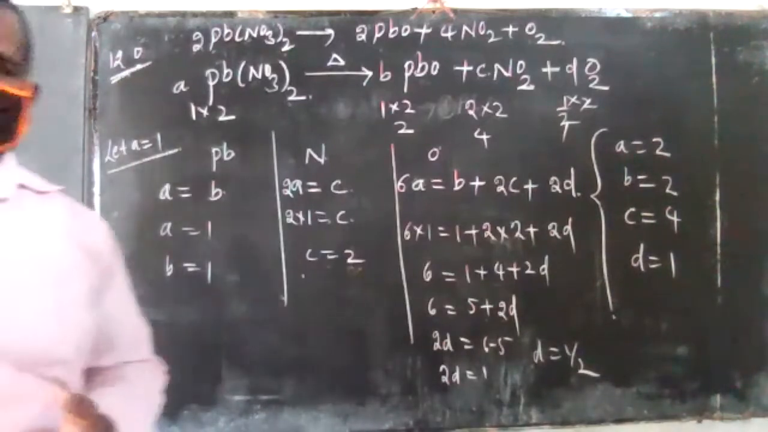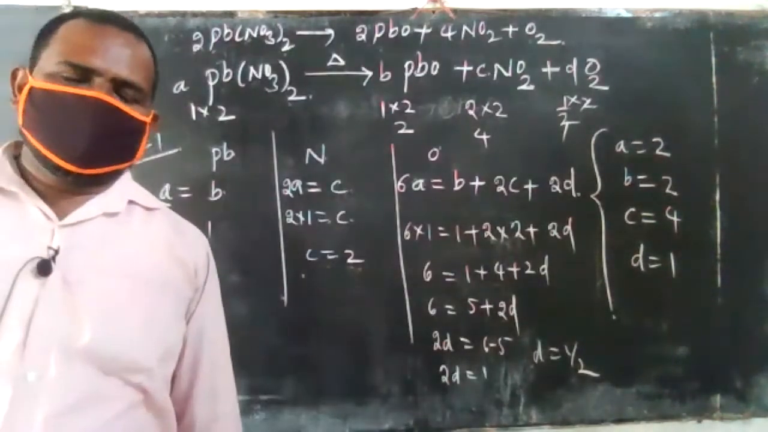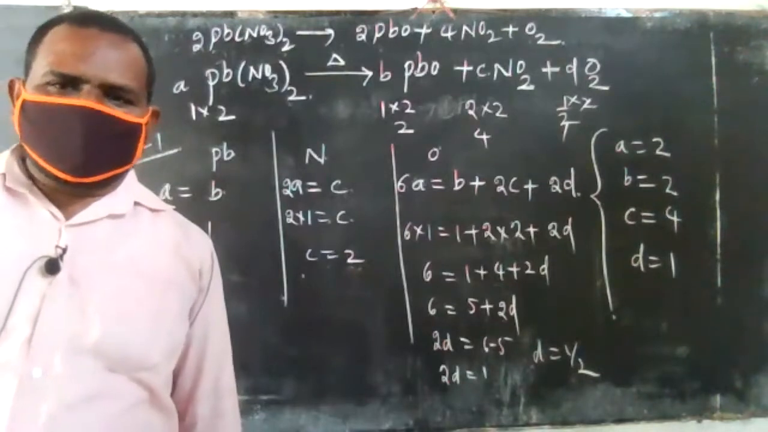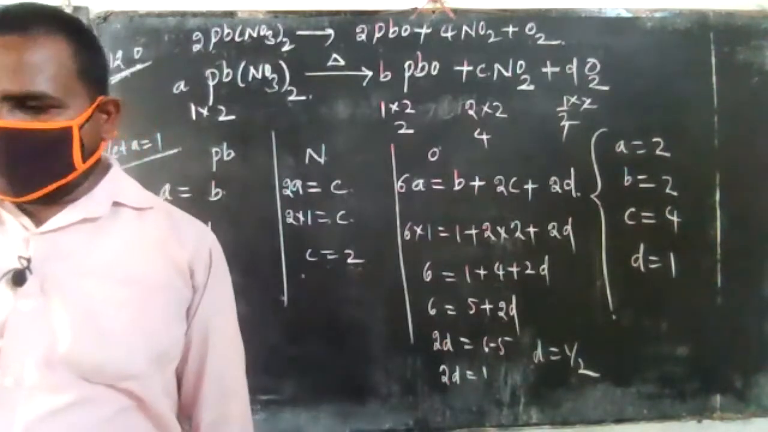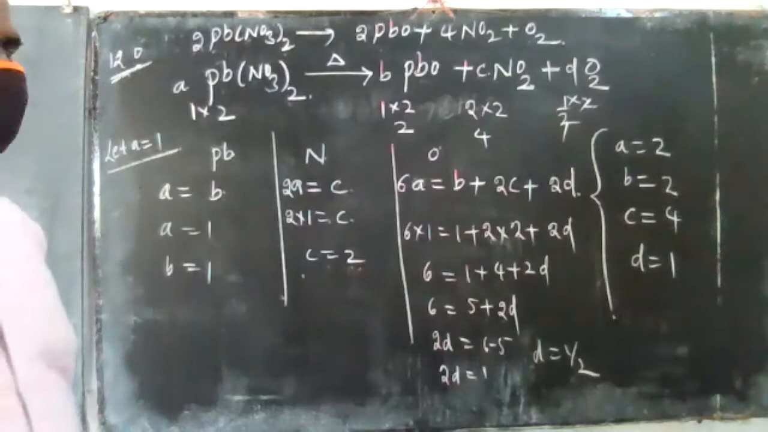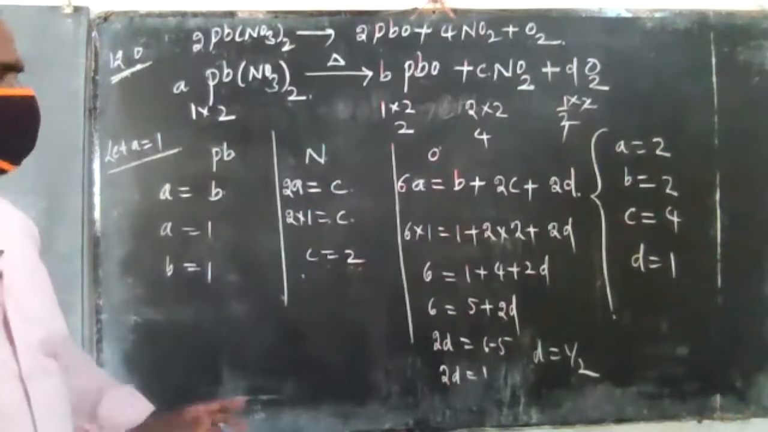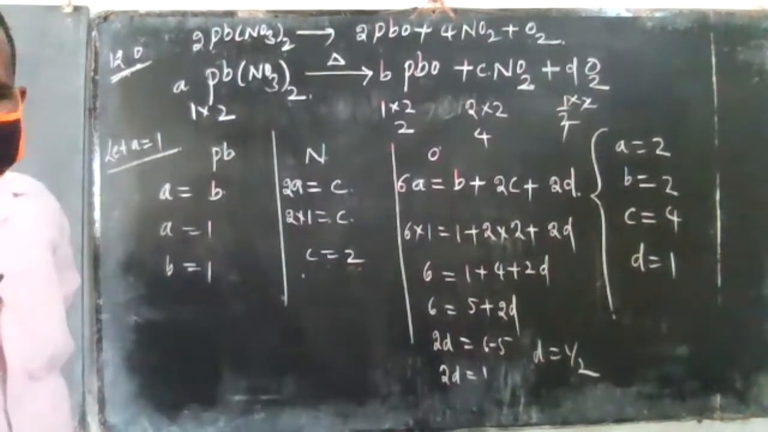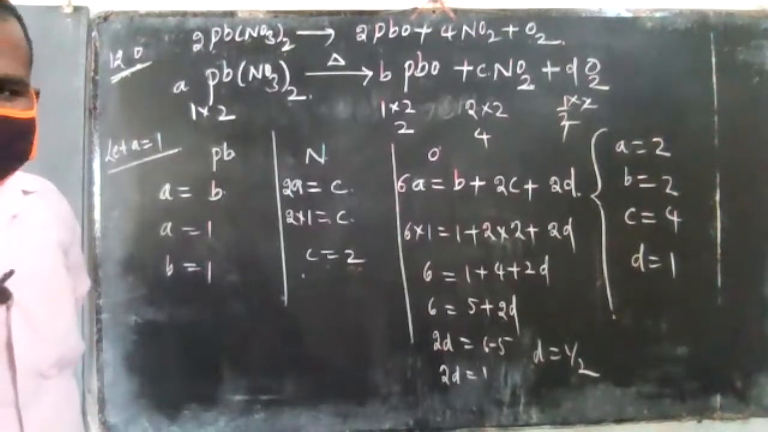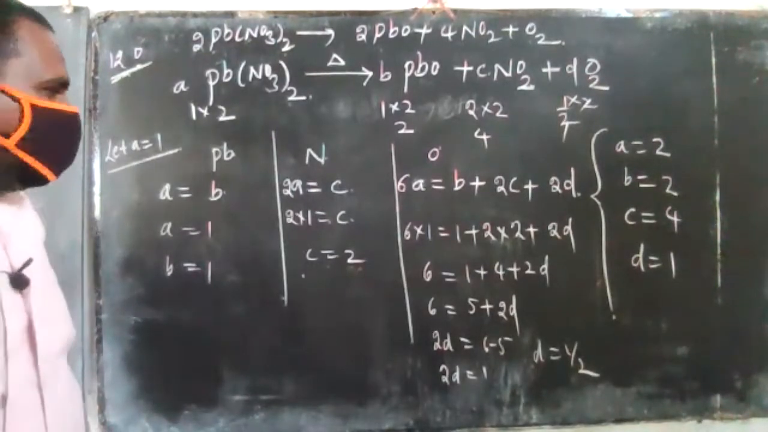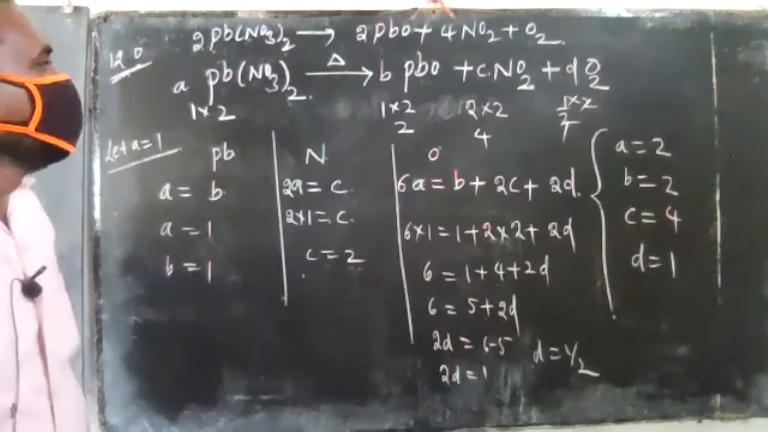Right. So for any unknown chemical equation given, you can very easily understand the concept and do this kind of problem. Yes, sir. Okay, write down in 2 minutes.